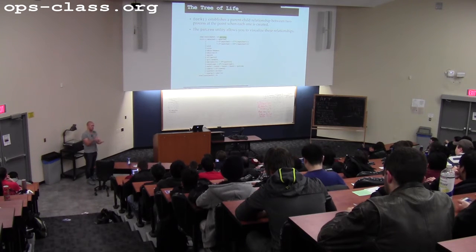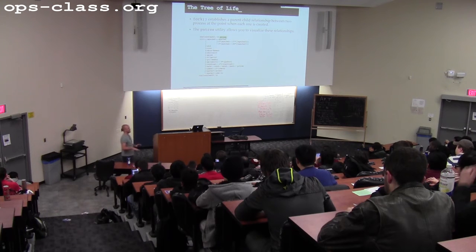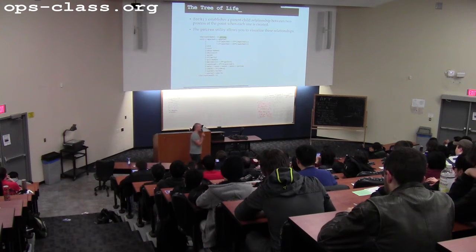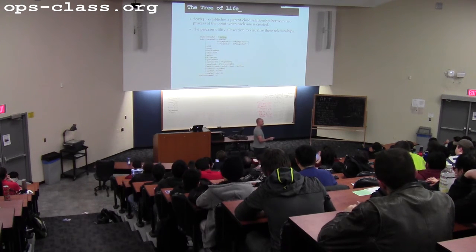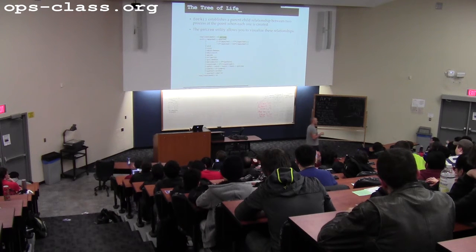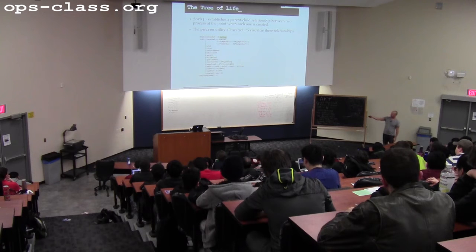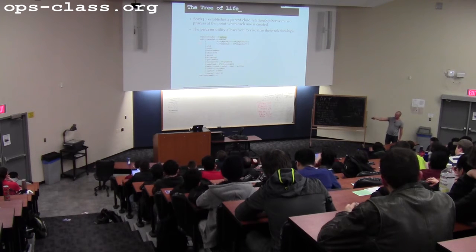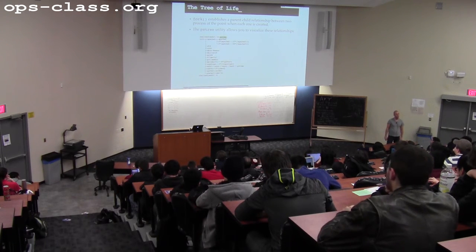Once your kernel finishes booting, it sets up, and this is not true of your OS-161 kernel, but this is true of real kernels, it sets up the first process by hand. And then that process is responsible for creating everything else, right? What are most of the things that init created?